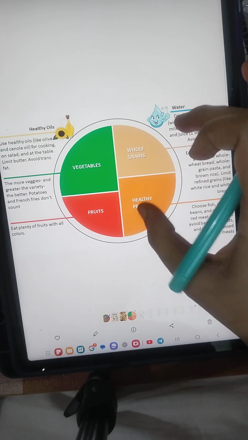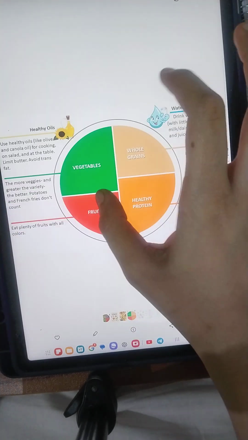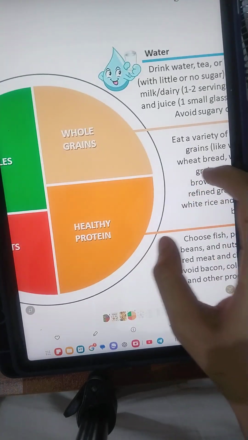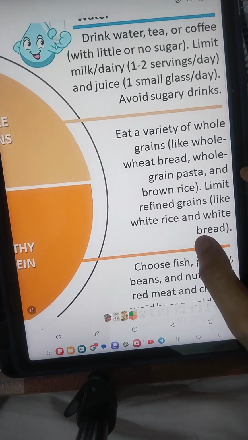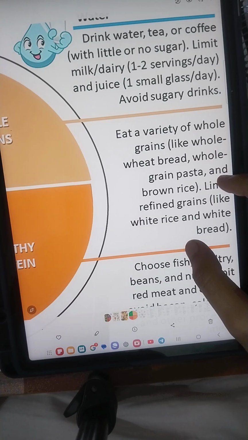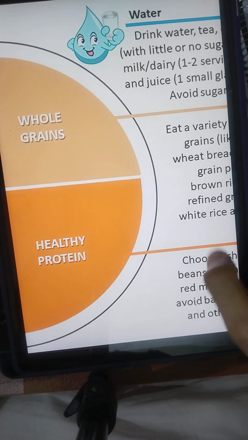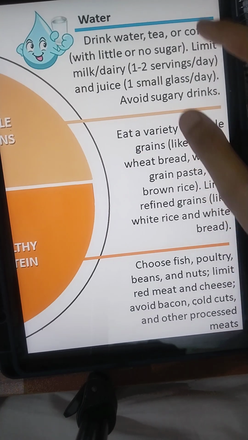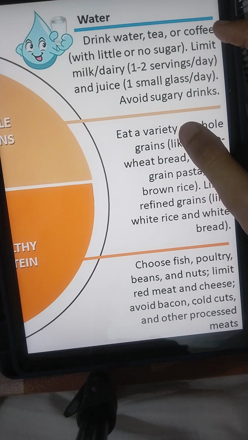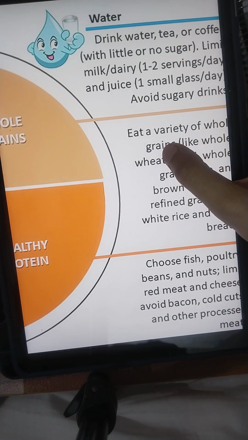Now here we will design one plate for the patient. In that plate, whole grain should be 1/4 portion of the plate only, and it should have a variety of whole grains: wheat bread, whole grain pasta, and brown rice. Limit refined grains like white rice and white bread. For healthy protein, choose fish, poultry, beans, nuts. Limit red meat and cheese, avoid bacon, cold cuts, and other processed meats. For drinks, water, tea, and coffee with little or no sugar. Limit milk and dairy to 1 to 2 servings per day, and juice to 1 small glass per day.